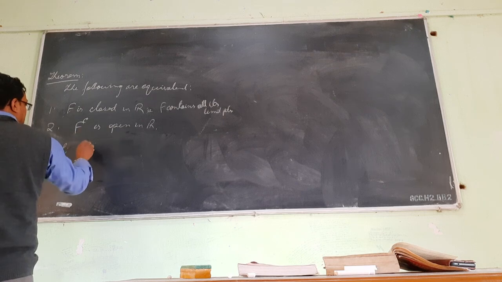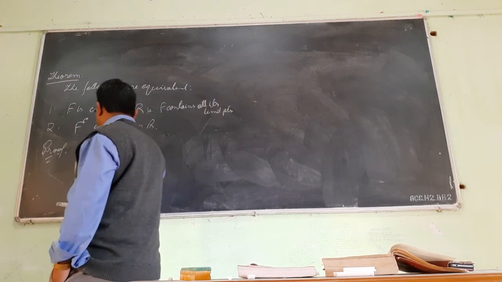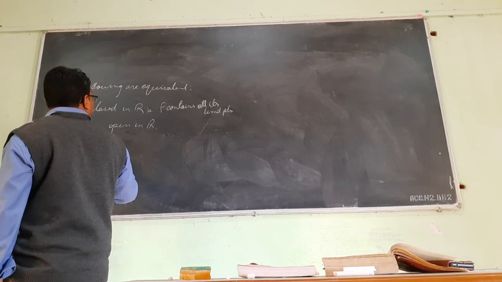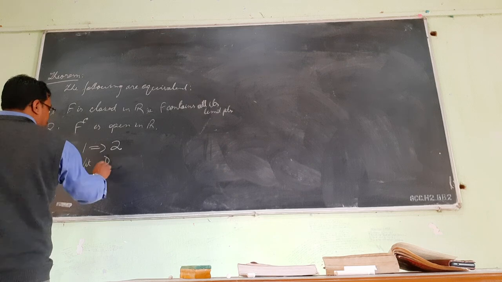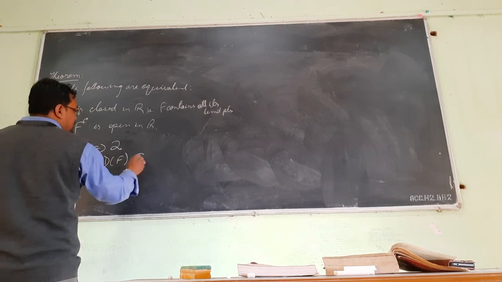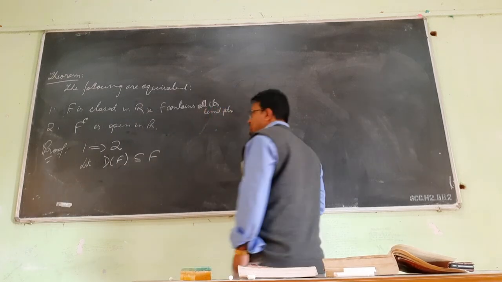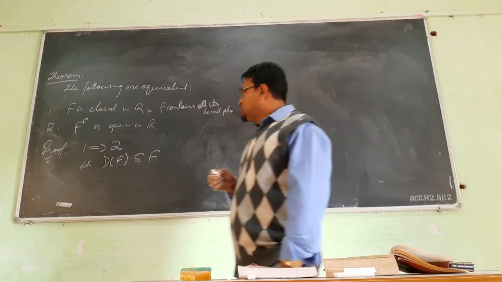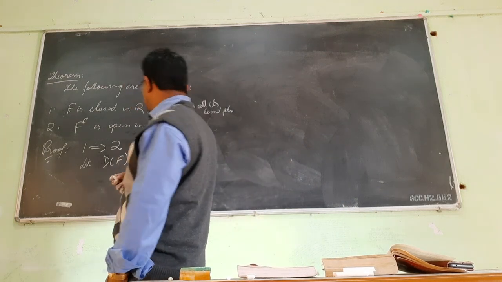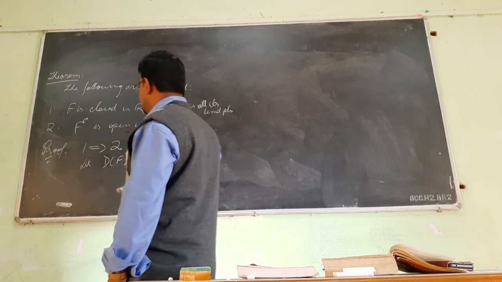So first let us try this. We will try to prove 1 implies 2. Let F contain all its limit points. Let derived set of F contain all its limit points, which means the derived set of F is a subset of F. The derived set of F is a subset of F. So it may happen that the derived set is phi. That's not a problem.